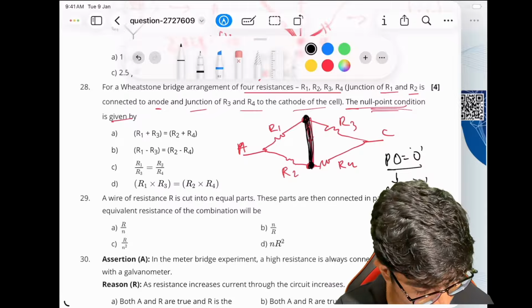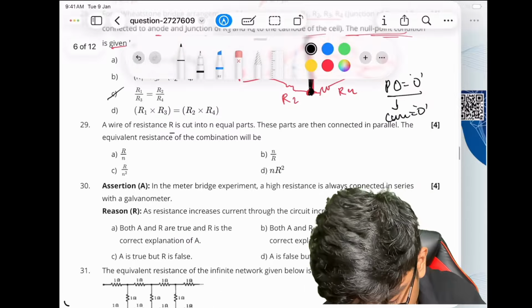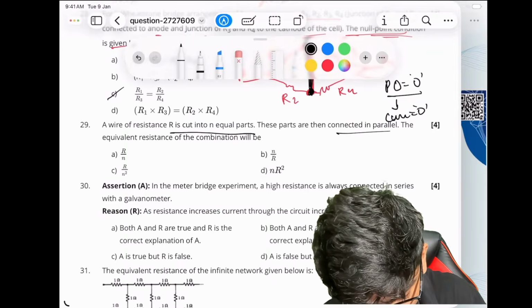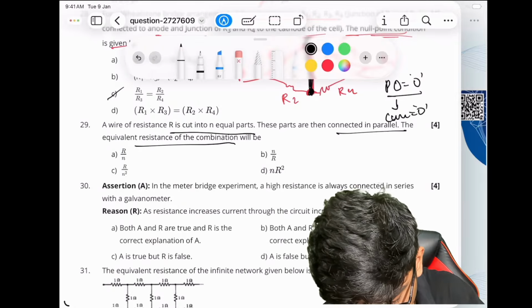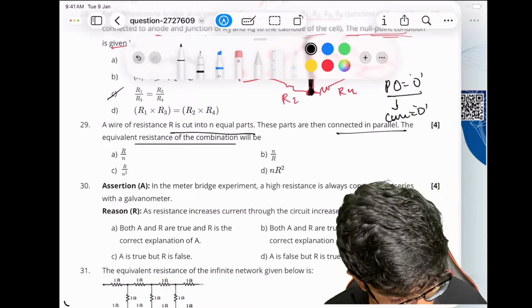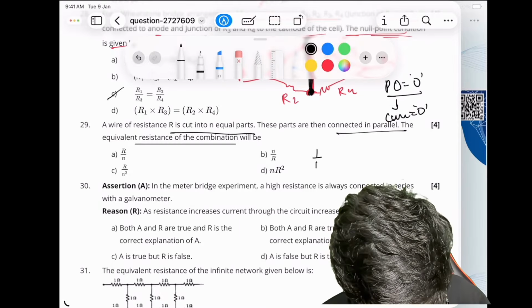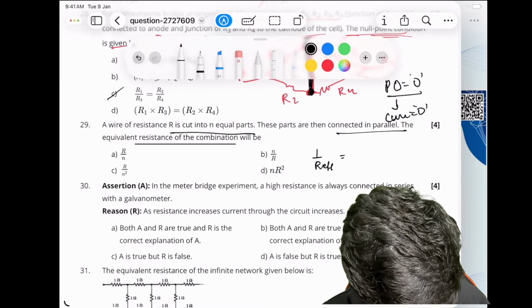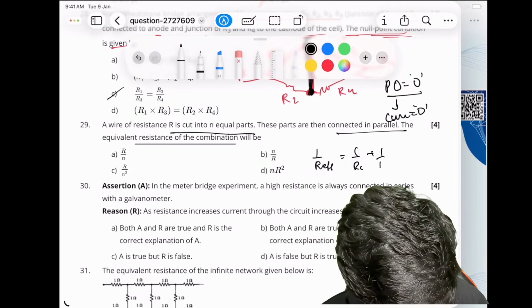That's all, simple. Okay, a wire of resistance R is cut into n equal parts. These parts are connected in parallel, then the equivalent resistance is equal to? Okay, fine. Resistance R effective is equal to 1 by R1 plus 1 by R2.